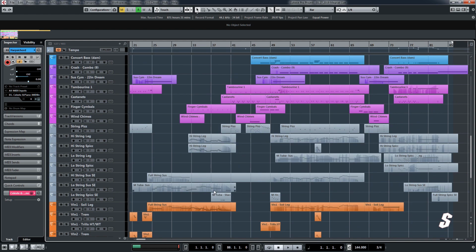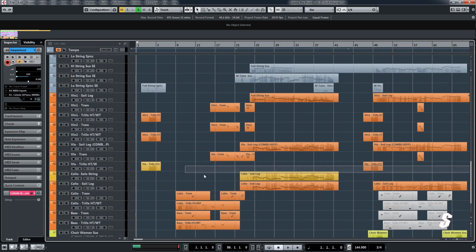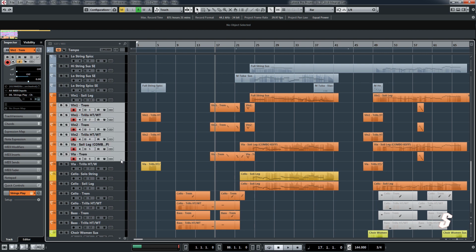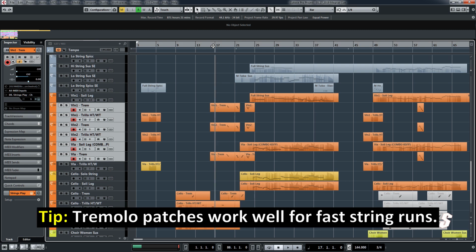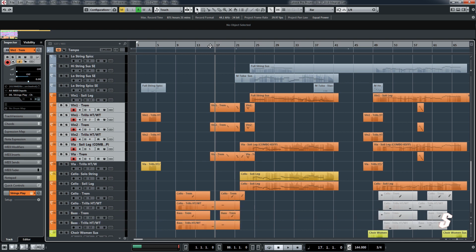I use some of the string effects, such as tremolo and trills, to really get this nice effect. So, for instance, here's the tremolos. Now, I'm using tremolos in an unconventional manner. With these types of patches you can actually use them as string runs, just because they have a lot of energy behind them, so they work really well for things like this. Let me play you a context.